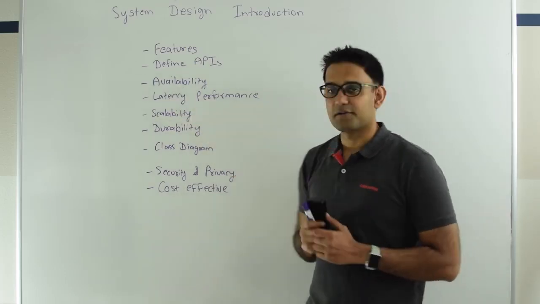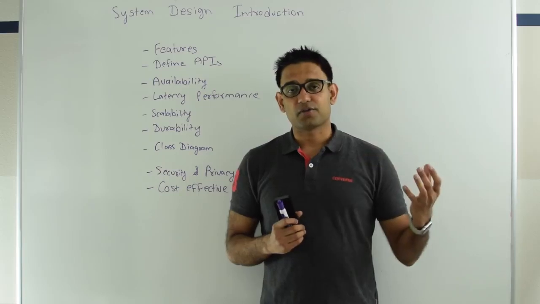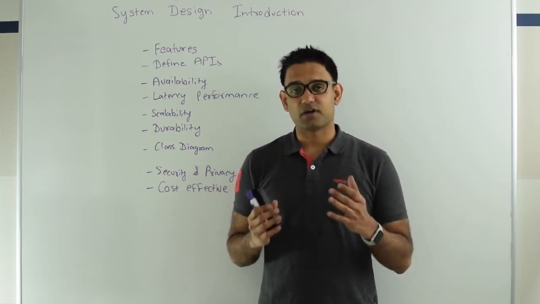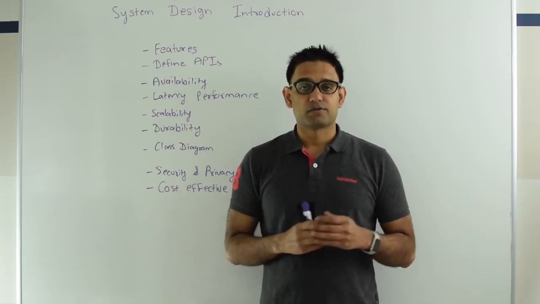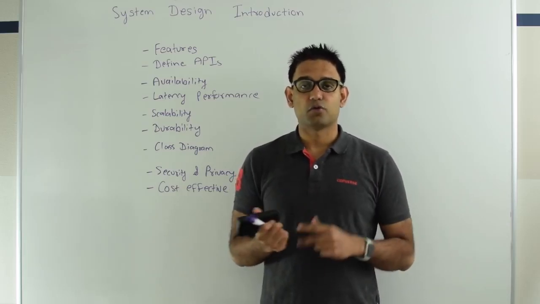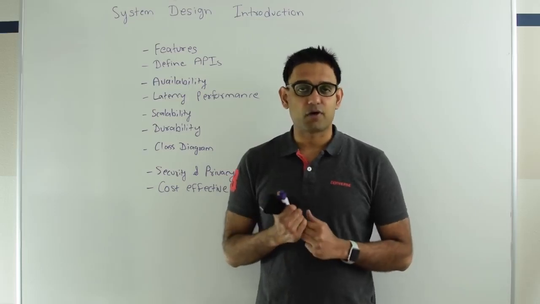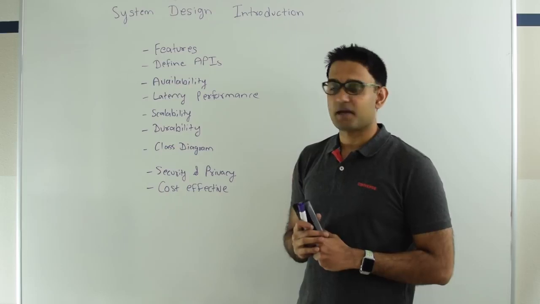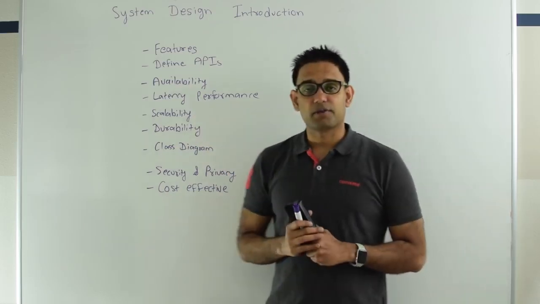The second thing is defining APIs. Now that you're set on the features, you need to figure out what are the APIs for your service which are going to implement those features. So what are the APIs, who is going to call those APIs, how are they going to call those APIs, or things like that which you need to figure out during the second step. Third is availability.